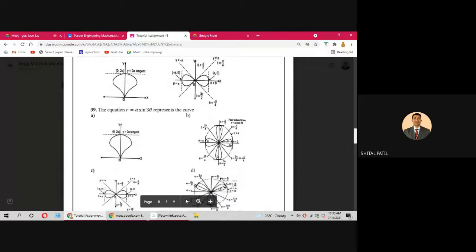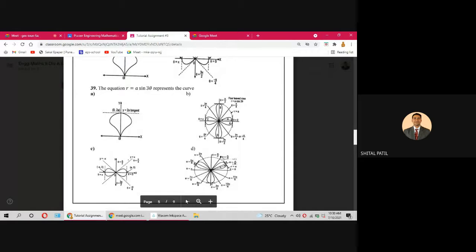Question number 39. Again, it is a rose curve. Yes, rose curve. N equal to 3. So how many loops will be there? 3 loops. And that is true in case of D only. That's it. Question number 39, D option.